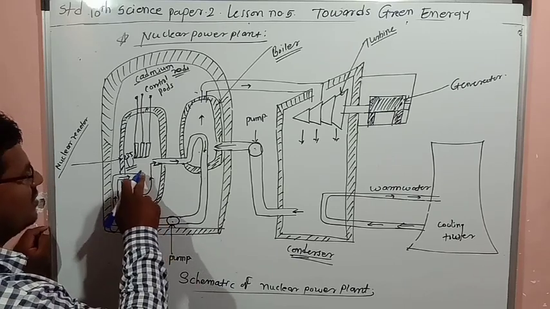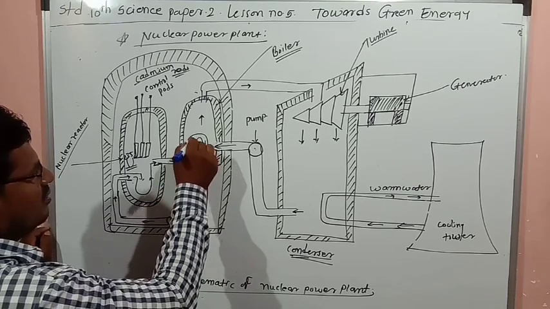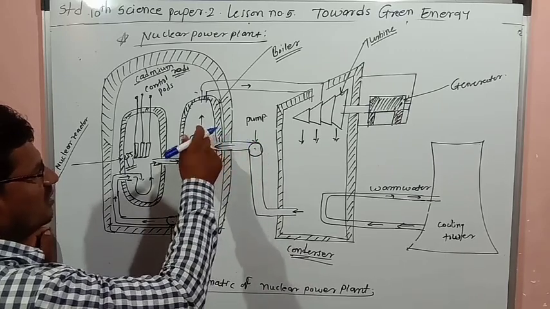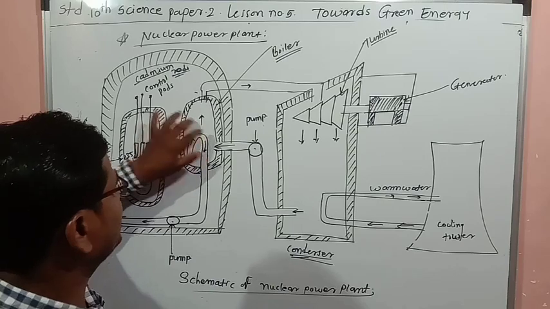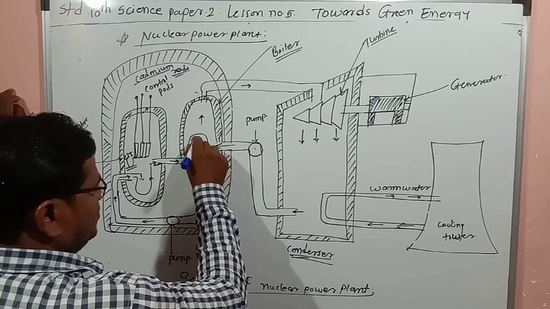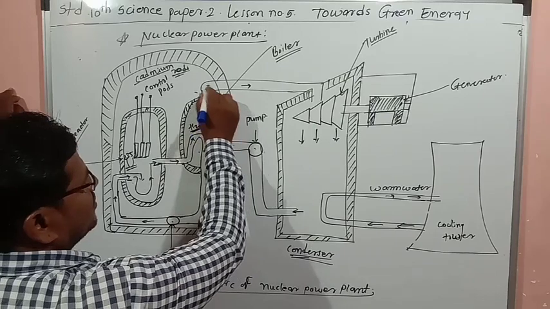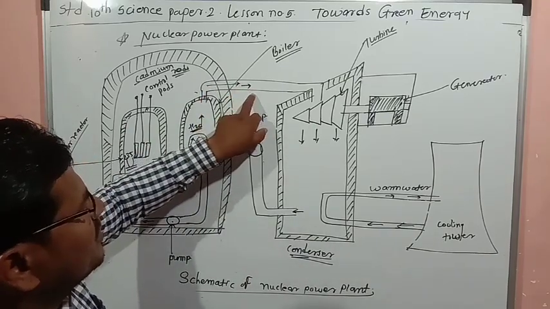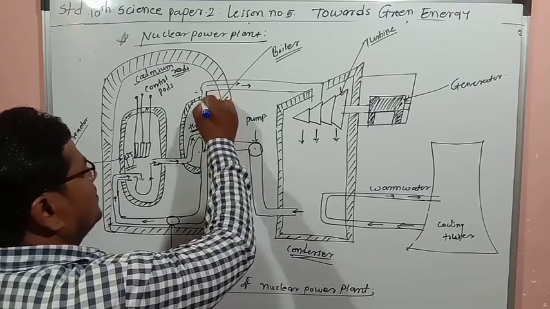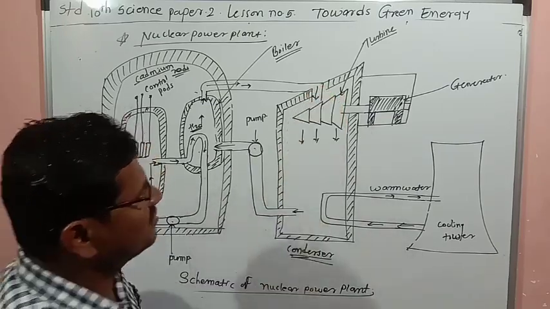That water is heated, and that heated water goes into the boiler. Because of the heat from the nuclear reactor reaching the boiler, the simple water present in the boiler will get heated, and here water will be converted into steam. This H2O will get converted into steam, and the steam is passing through this pipe towards the turbine.